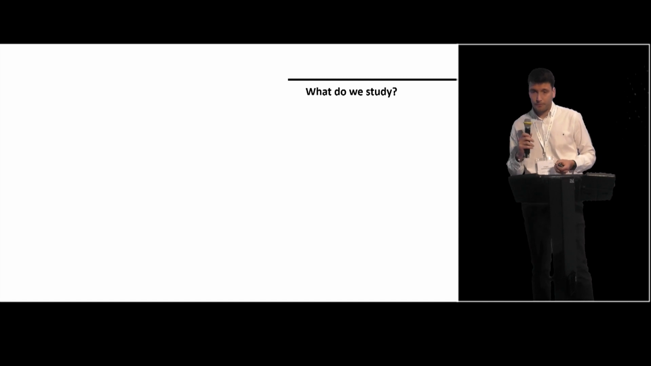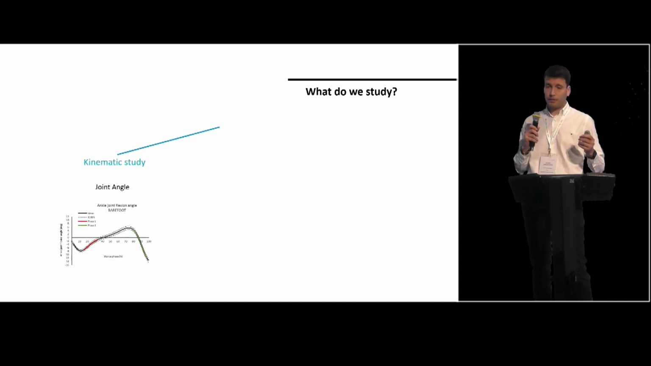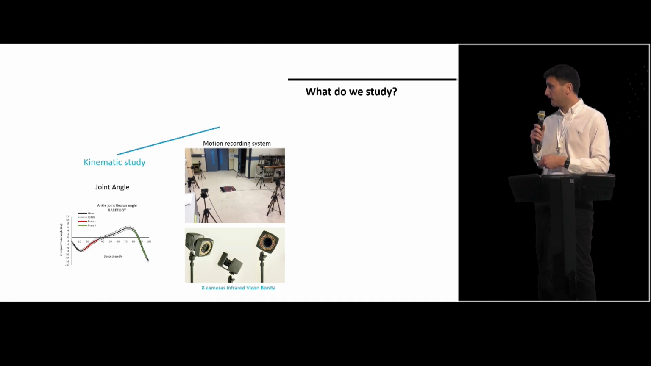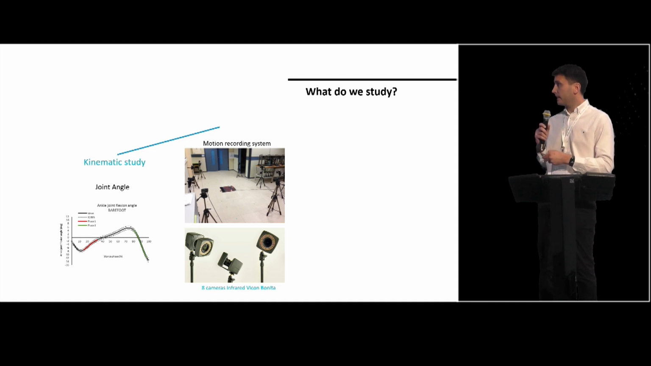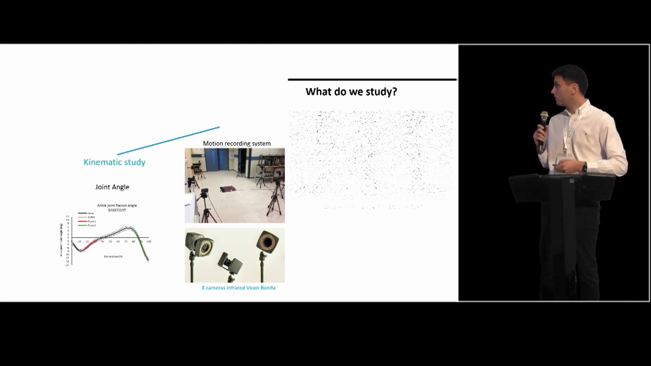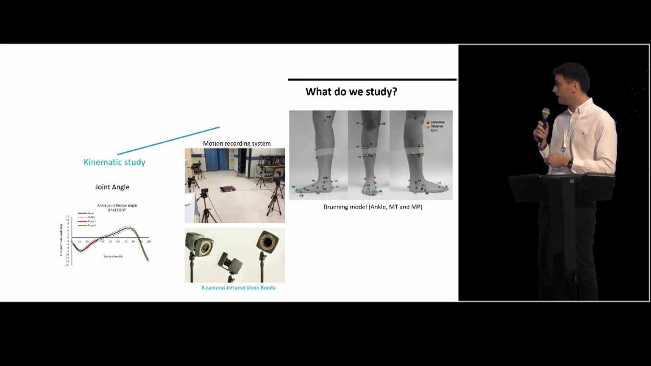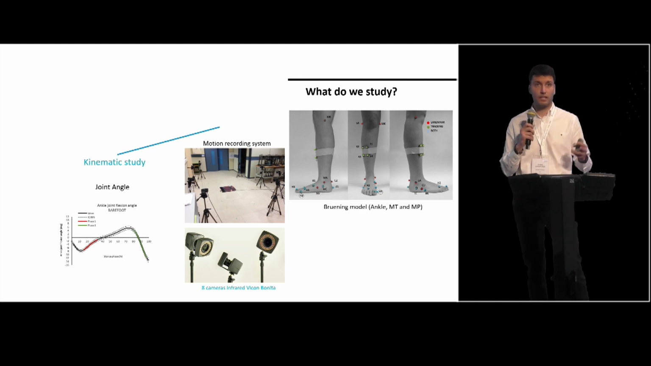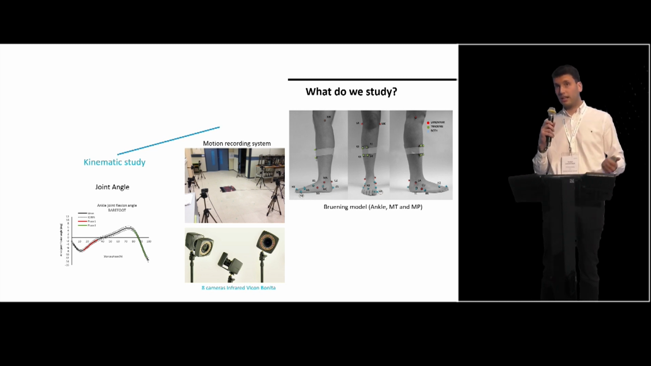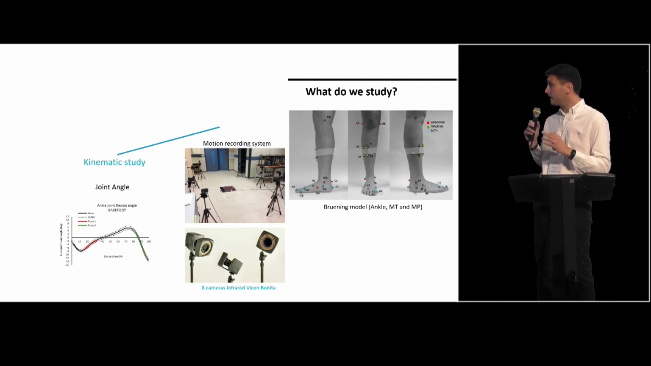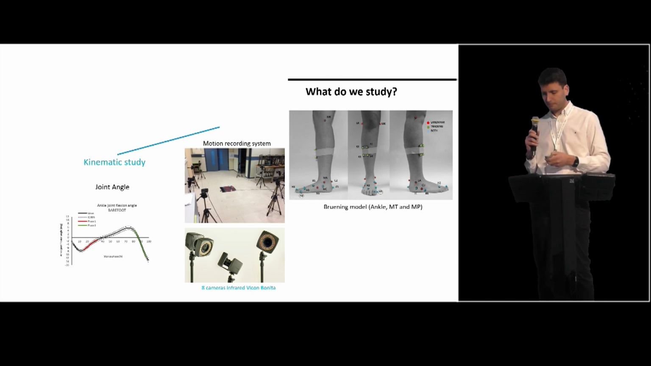What do we study? Well, in our biomechanical laboratory, we have a Vicon system, with which we can study the kinematics. We can calculate joint angles. And we use a model proposed by Moreno, which considers 4 segments: shank, rear foot, forefoot, and hallux, and 3 joints: ankle, mid-tarsal, and metatarsophalangeal joints. With this setup, we can study the kinematics.